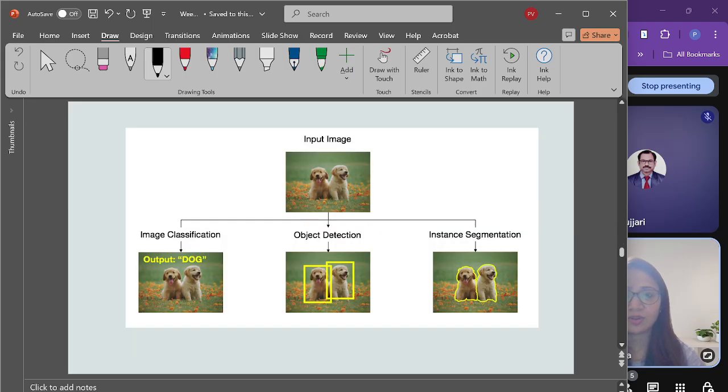Here I have taken one example like this. One input image is given. Image classification tells that it is a dog, both are dogs here. But in object detection, it will give a bounding box: this is a dog. And in instance segmentation, it will segment pixel-wise, their shape and everything. This is the difference between the three of them.